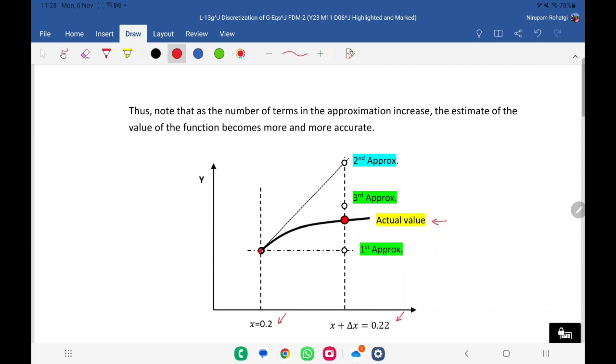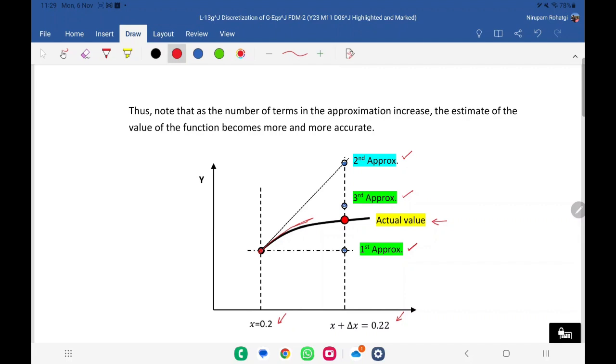Now if you take the first approximation, you move horizontally. If you make the second approximation, you take this point horizontally plus the derivative at this point, and you come up to this. If you take a third approximation, you not only take the first derivative here, you also take the second derivative here, and take the help of that also. So the difference with this will keep on changing. You will have here, you will have here, and then you will have here, right?